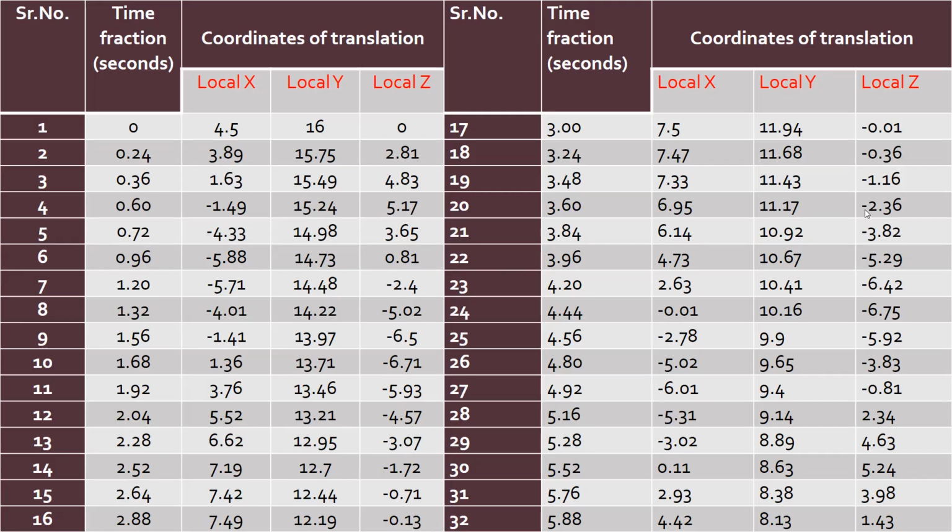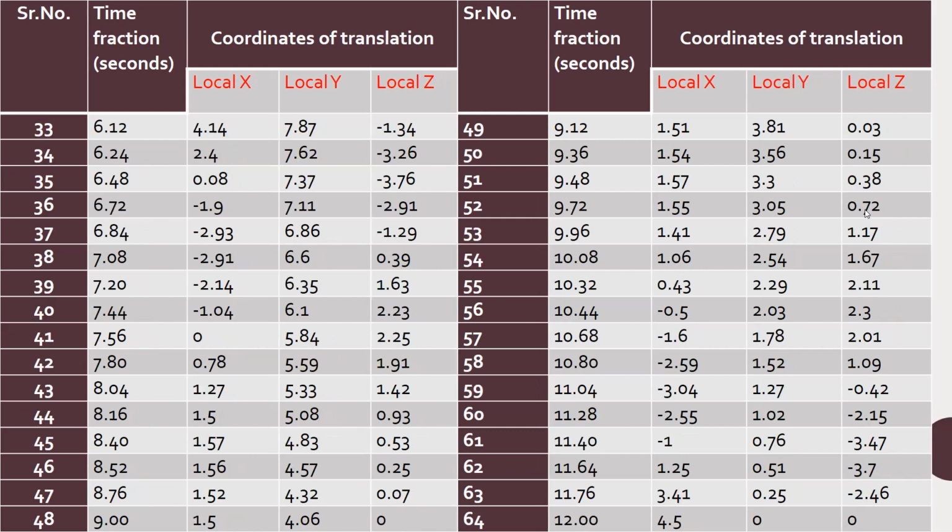And then there will be movement of the ball. These are the local X, Y and Z coordinates. So as I have said, there are 64 key frames, and in every key frame there will be different local X, Y and Z coordinates. So you have to feed all these coordinates. So for simplicity or for faster feeding, I have created a Word file, and I will be sharing the link of that Word file. You can copy and paste these coordinates in the appropriate boxes.